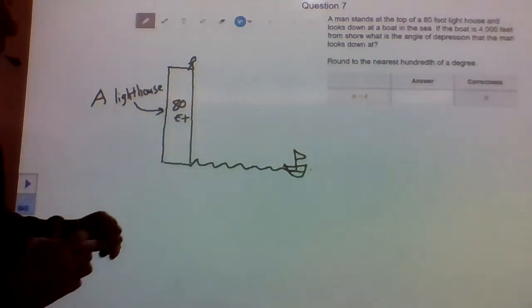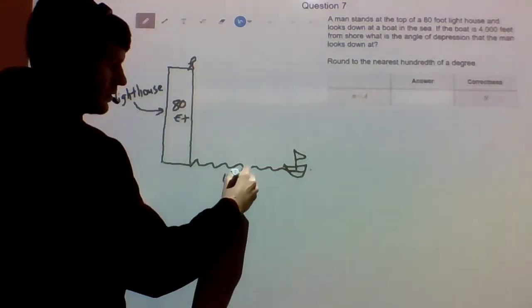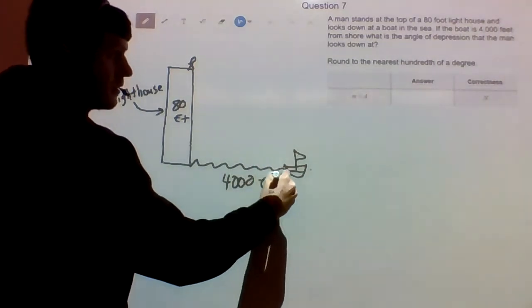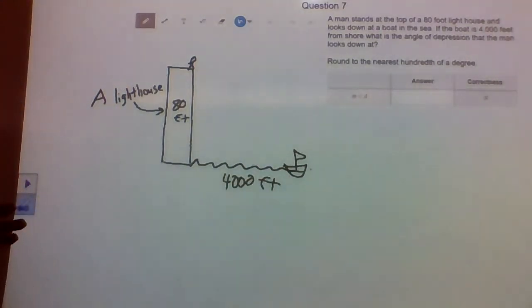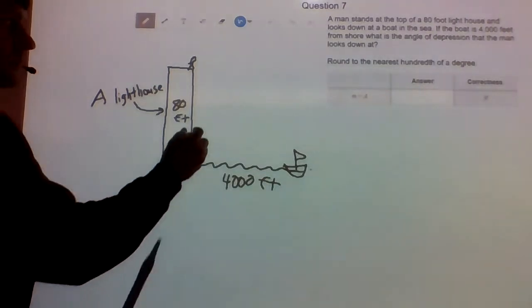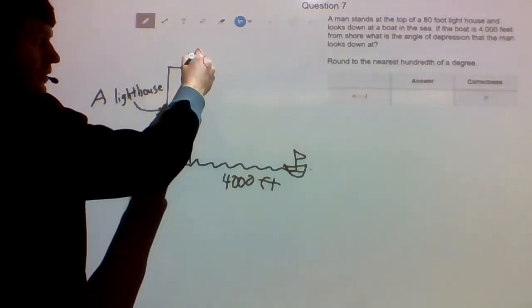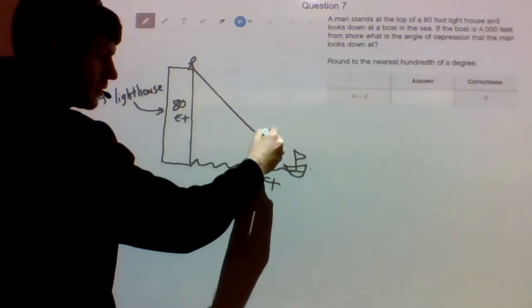If the boat is 4,000 feet from shore, what is the angle of depression that the man looks down at? So the angle of depression is the angle looking down. So let me first finish our triangle. Here's our right triangle.